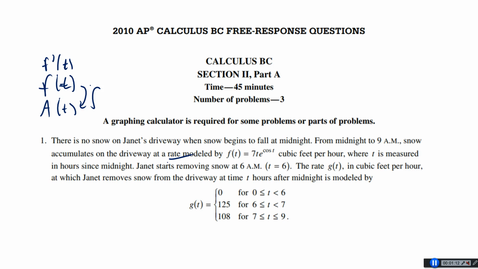t is measured in hours since midnight. So 1 a.m. is 1, 2 a.m. is 2. I got that, okay? Janet starts removing snow at 6 a.m. So she wakes up bright and early and starts shoveling her driveway, okay? So at t equals 6. So we see that right here.